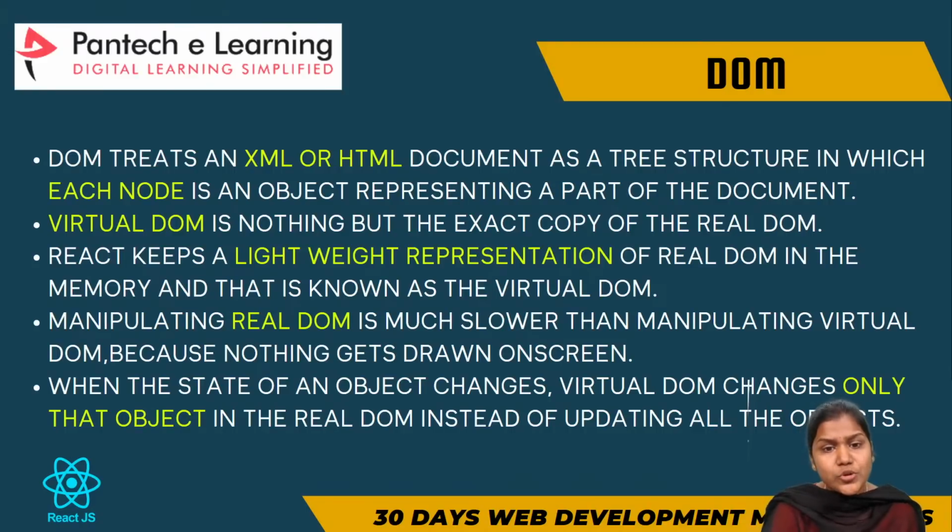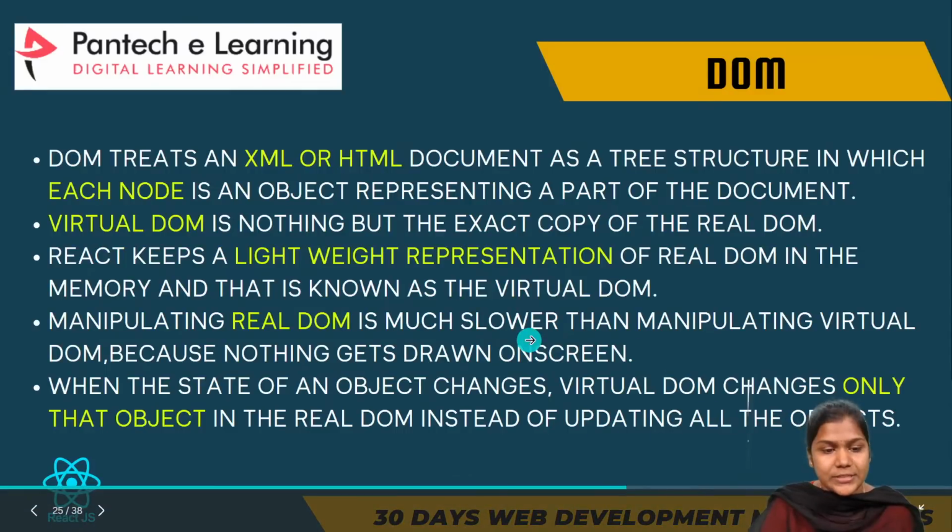of the document. Virtual DOM is nothing but the exact copy of the real one. React keeps a lightweight representation of the real DOM in memory, which is known as virtual DOM. Manipulating the real DOM is much slower than manipulating the virtual DOM, because nothing seems to be changed on the virtual screen. When the state of an object changes, the virtual DOM changes. Only that particular object will be changed.